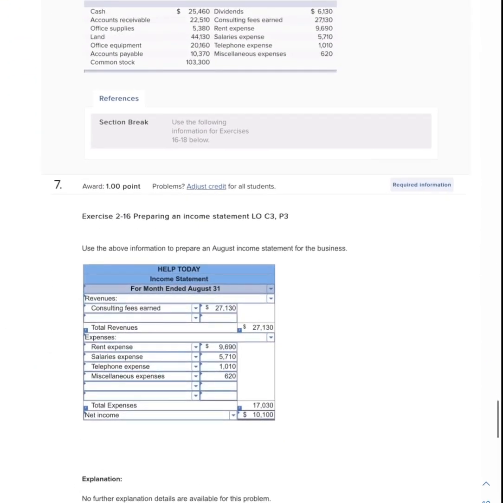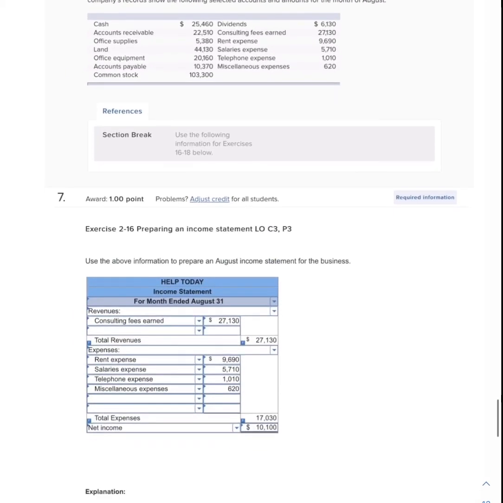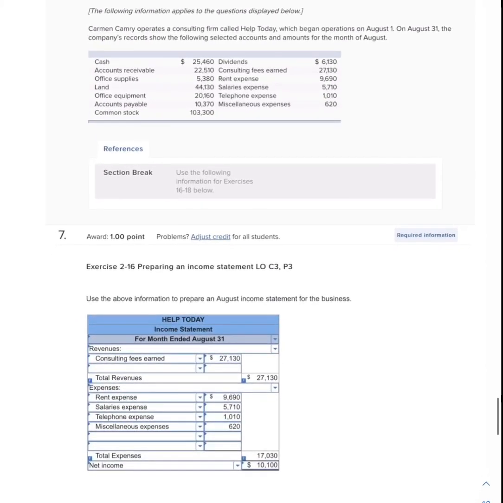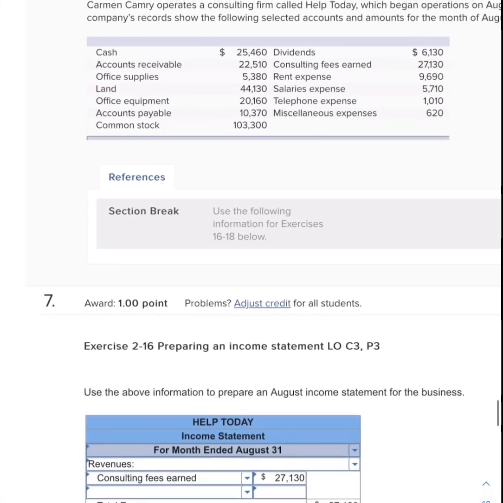Number 7, we're once again looking at preparation of financial statements in questions 7 through 9. So we'll hit this like we did in the last homework assignment. I think the best way to do this is to start by identifying what types of accounts you've got. Once you know that, you can tell which financial statement they will go on. Cash is an asset. Accounts receivable is an asset. Office supplies is an asset. Land, office equipment, all of those are assets, which means all of those will go on the balance sheet. Accounts payable is a liability, and common stock is an equity account.